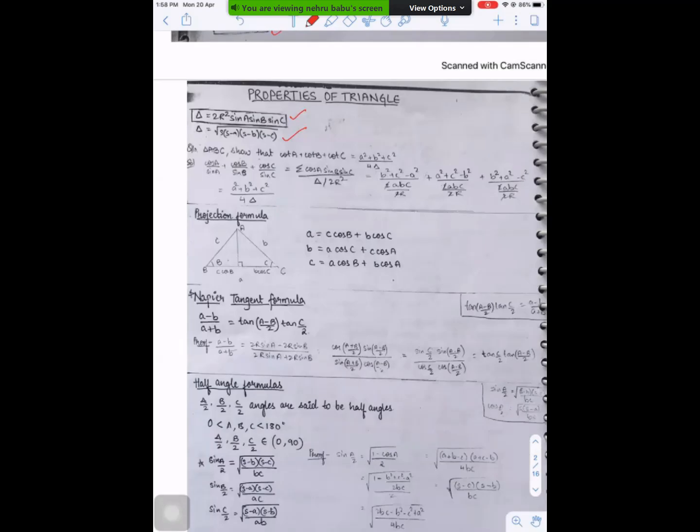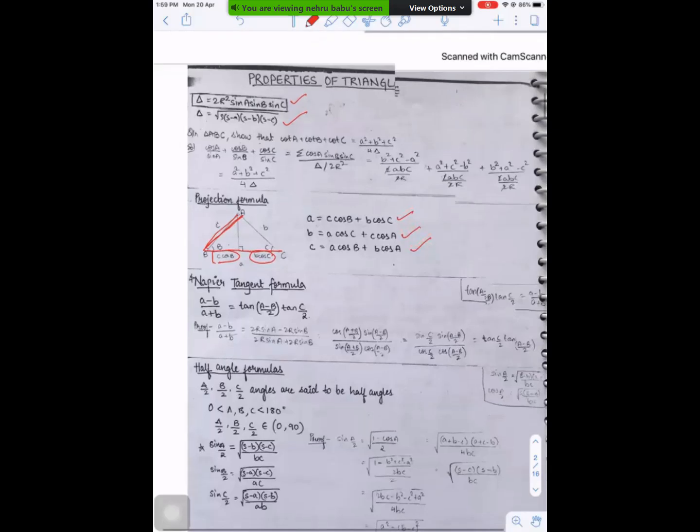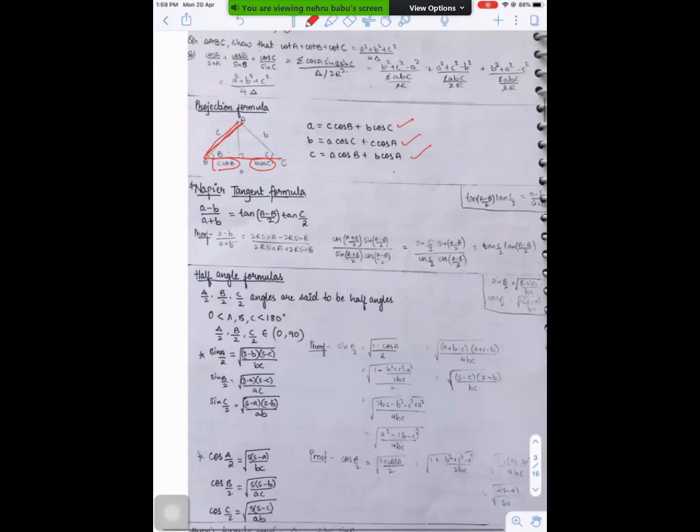Next, the projection formula. If you see here, the projection of side c on BC is c cos B. In the same way, the projection of b on this side is b cos C. So a is exactly the sum of the two results. So a equals c cos B plus b cos C. Similarly, b equals a cos C plus c cos A, and c equals a cos B plus b cos A. So exactly the other two combinations you will get. If you take b, the AC combination, a cos C plus c cos A.